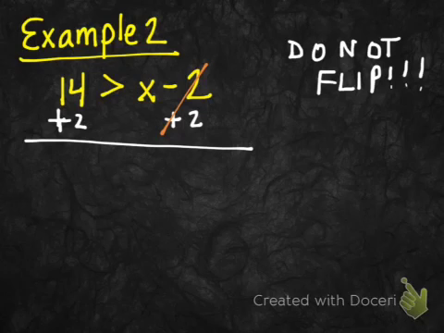So, when solving this, we already know we got to get rid of the minus 2 to get x alone, so we add 2 to both sides. That cancels out. On the right side, I have x. I still have that same symbol. And on the left side, I have 18. I think we know that.